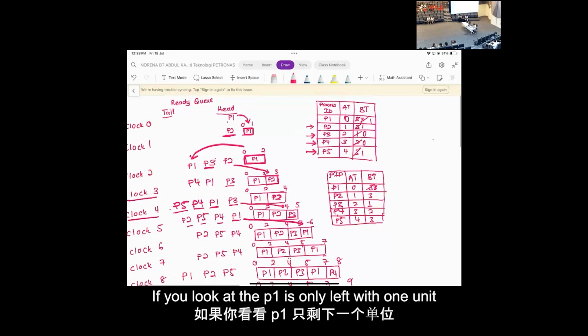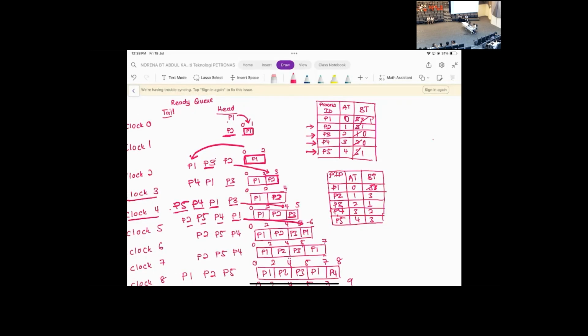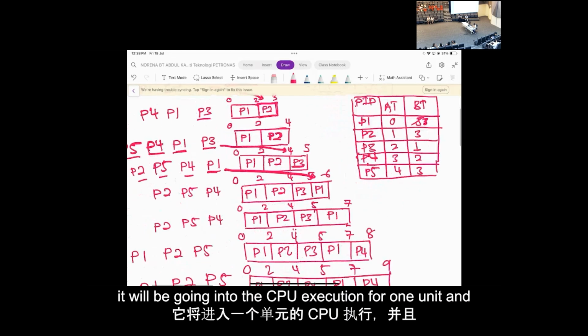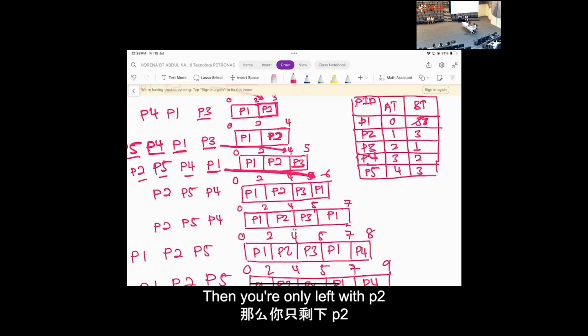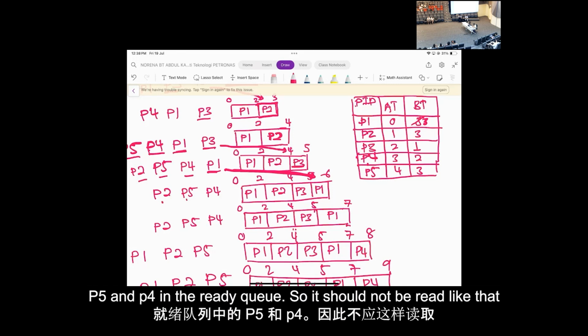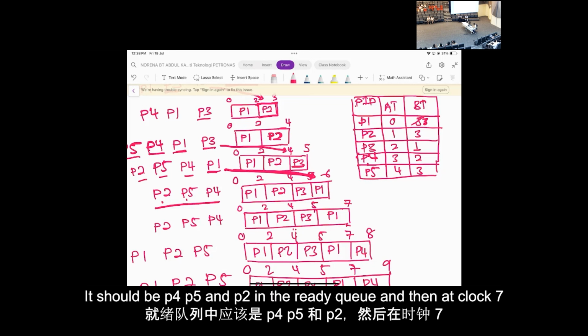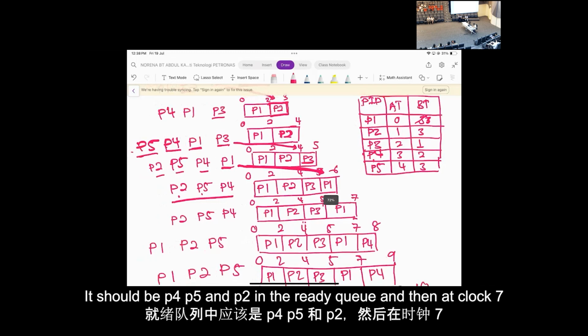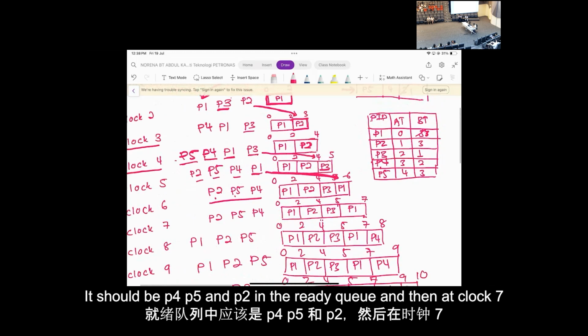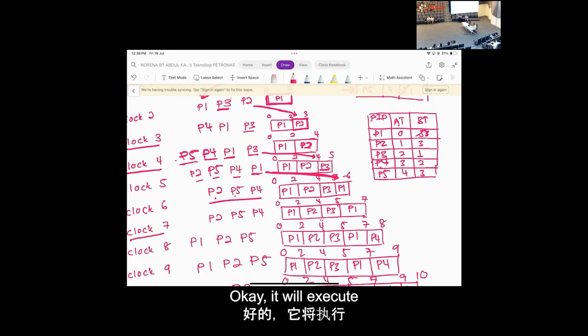If you look at P1, it is only left with 1 unit. So it will go into the CPU execution for 1 unit, and then you're only left with P2, P5, and P4 in the ready queue. Sorry, it should not be read like that. It should be P4, P5, and P2 in the ready queue. And then at clock 7, it will execute.